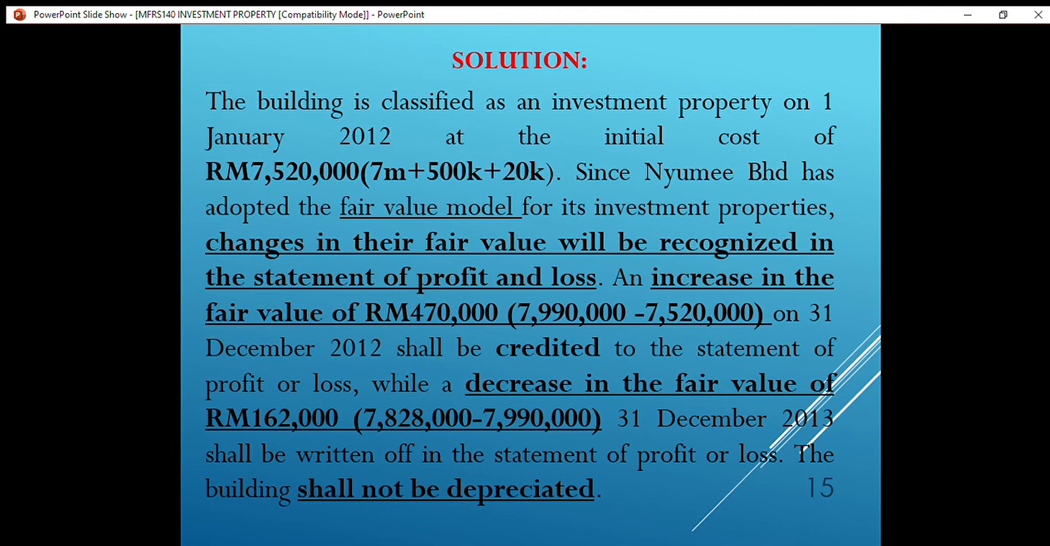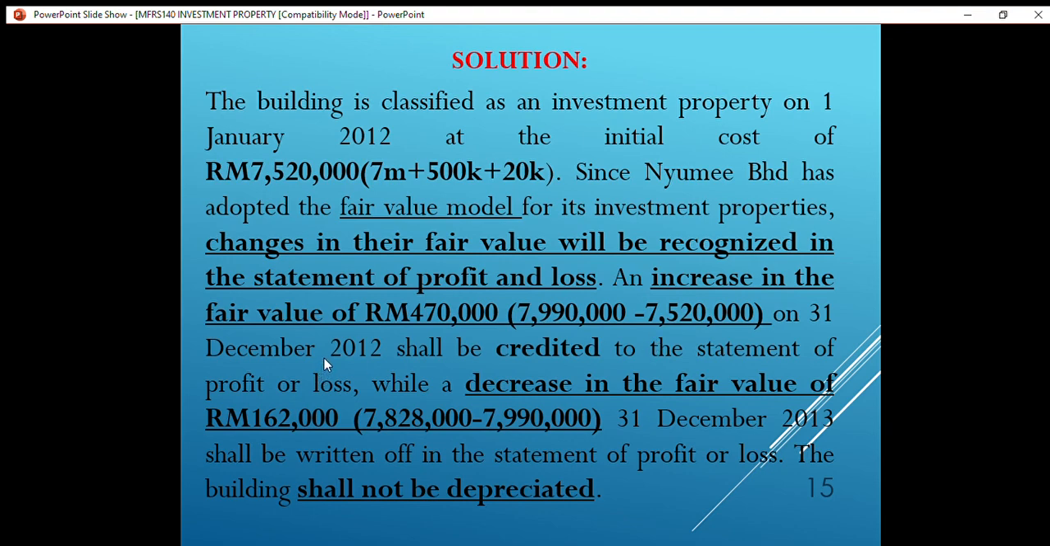Since Yumi Berhad has adopted the fair value model for its investment property, changes in the fair value will be recognized in the statement of profit or loss. That means the increase or decrease in the fair value will be recognized in the SOPOL. An increase in the fair value of 470,000, that is 7,990,000 minus the initial cost 7,520,000, on 31st December 2012 shall be credited to the SOPOL.